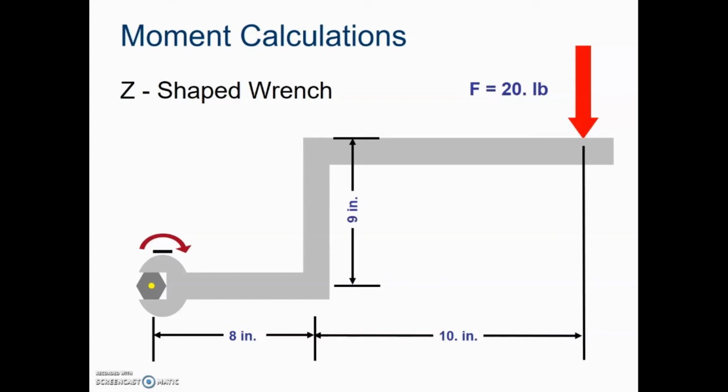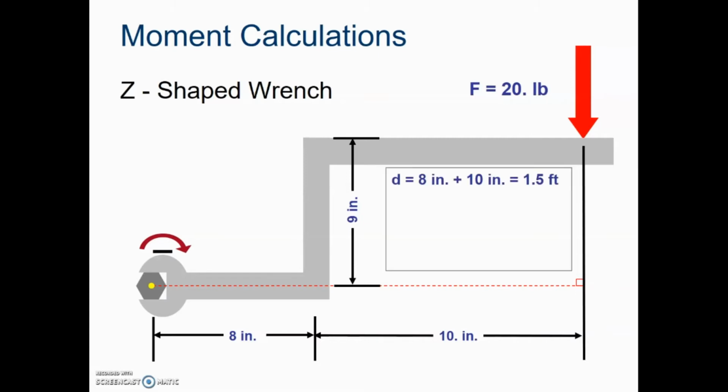We're given that info right off the bat. We're given that 9 inches usually to mess us up. But I'm looking for that perpendicular distance. So I need 18 inches, which I'm going to convert into feet. Then I can use my moment equation, my perpendicular distance times my force. And because that's going to cause a clockwise rotation, that's going to be a negative value.